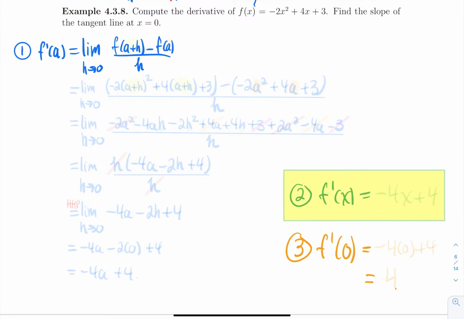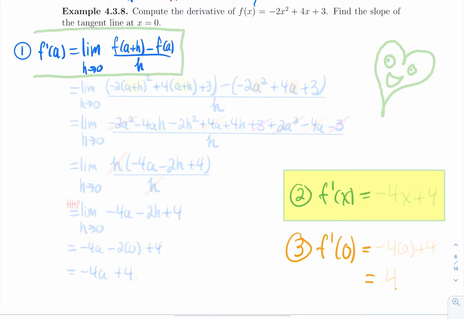Hello, everyone. Now let's just do a ton of examples of computations of derivatives using the formal definition of the derivative. So my next example is we're going to compute together the derivative of the function minus 2x squared plus 4x plus 3, and then we will use this derivative to compute the slope of the tangent line at x equal to 0. Again, any solution starts with the limit definition of the derivative, so the formal definition.